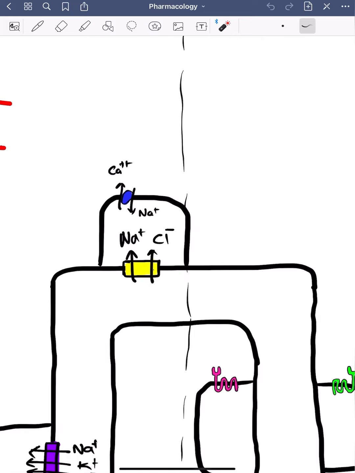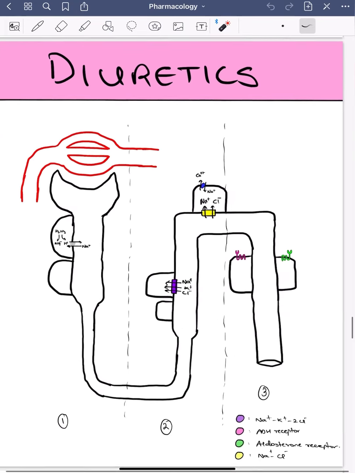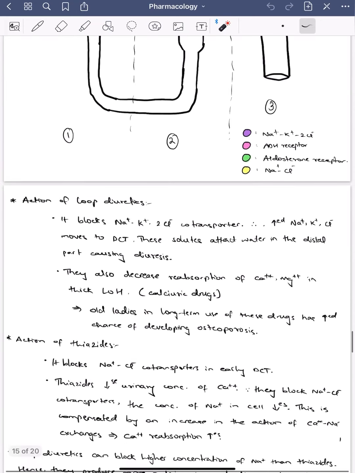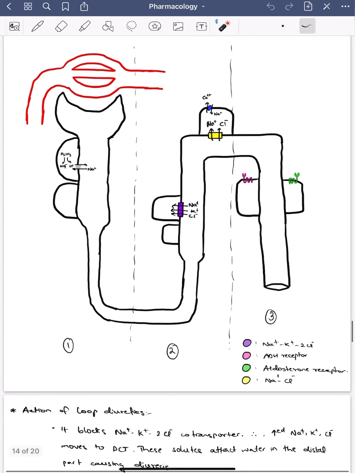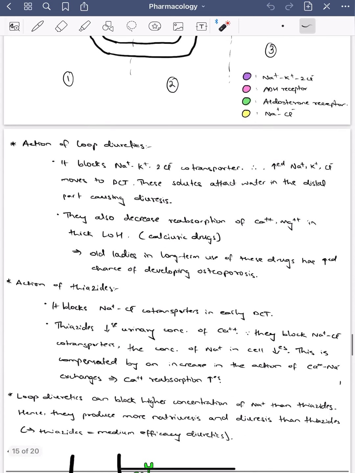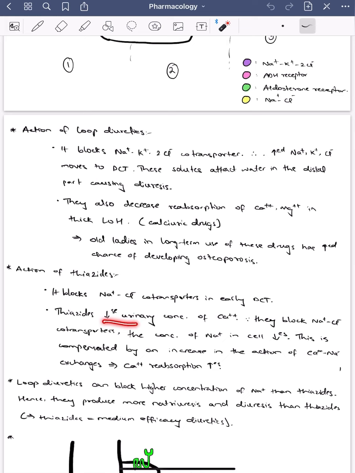So remember, if these channels are blocked by thiazides, then there is an increase in the absorption of calcium. Calcium from the lumen goes into the cell and is reabsorbed. So this is the mechanism of how thiazides increase the reabsorption of calcium and magnesium, or in other words, decrease the urinary excretion of calcium. So this is the basic difference between loop diuretics and thiazides.